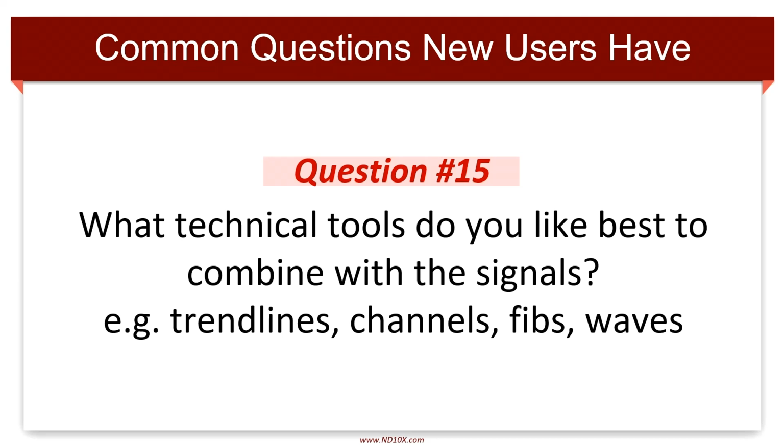Question 15. What technical tools do you like best to combine with the signals? For example, trend lines, channels, Fibonaccis, waves. I don't think it's that necessary to use anything else, especially since we are confirming a lot of them with the Fibo. You don't need to use anything else. I like to throw in trend lines and channels to give me early exit points, but that's all. You don't need the Elliott wave there at all in my view, but trend lines and channels can work great.